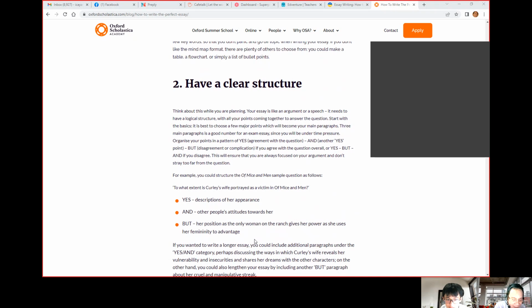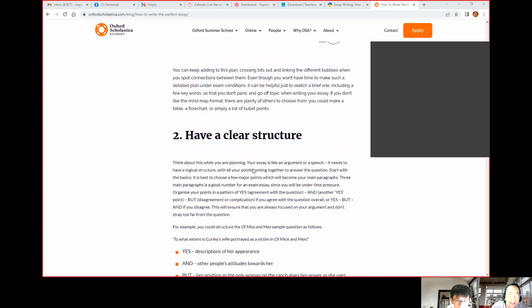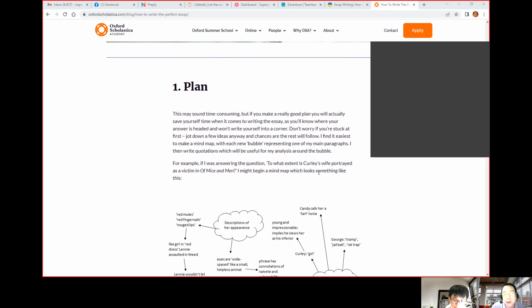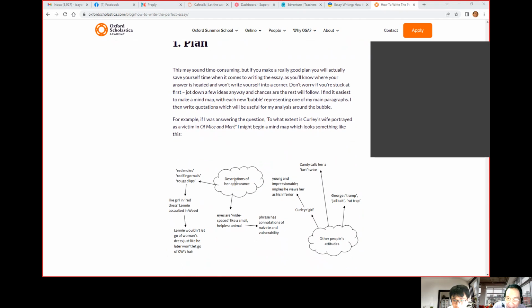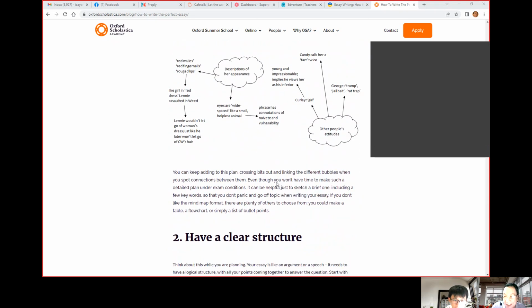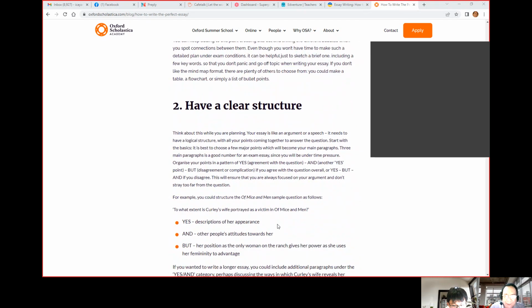Now, because in this particular essay that she is going to write, it's all about the careless wife portrayed as a victim in Of Mice and Men. So that is the particular subject of her essay. So in this one, we should consider the yes, and, and but. When we say the yes, all the positive appearances of that particular person, comparing that one to other attitudes towards that particular subject. And there is a but. Okay, what if, but, the position of this one, or let's say, for example, if I am going to do this, what might be the consequence of this? So there is the so-called but in there.